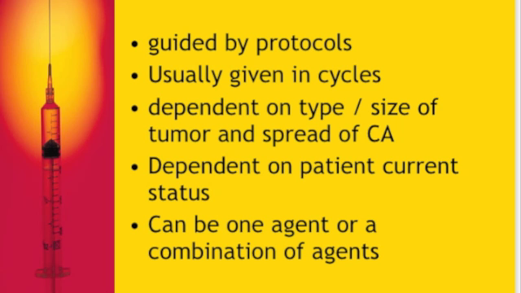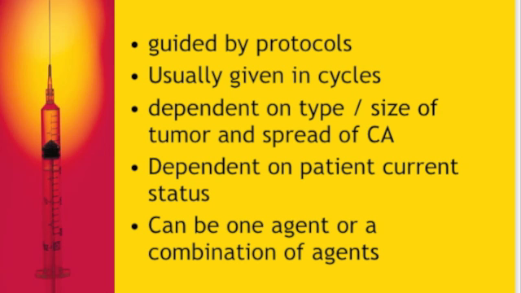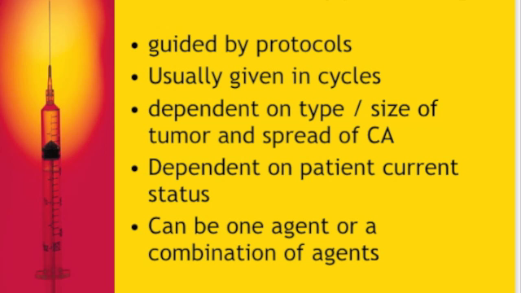So when we look at chemotherapy, we must look at the dosing. Chemotherapy is guided by protocols, and these protocols are based on the results of controlled research studies. So it's very intense as far as the dosing. It's usually given in cycles, and it's dependent on the duration, the frequency, and the number of cycles, which depend on the type and size of the tumor and whether the cancer has spread to any of the other areas.